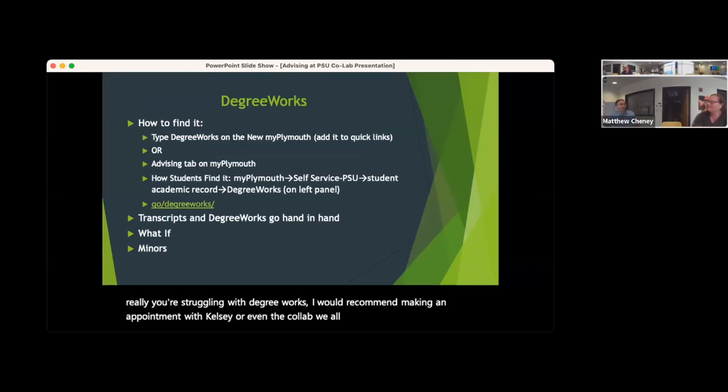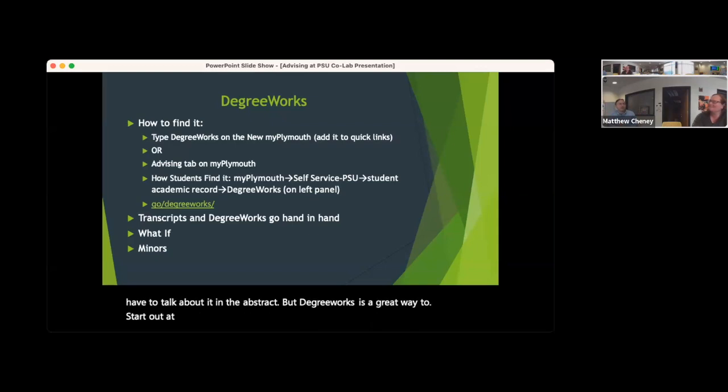We all use it all the time. To take you through, it's not a FERPA violation if we take you through with your own students. But we can't just show you a random DegreeWorks page, so we sort of have to talk about it in the abstract. But DegreeWorks is a great way to start out advising.